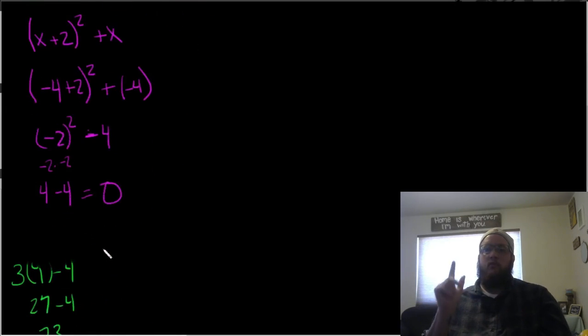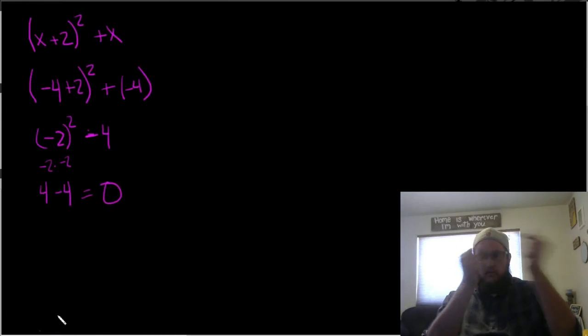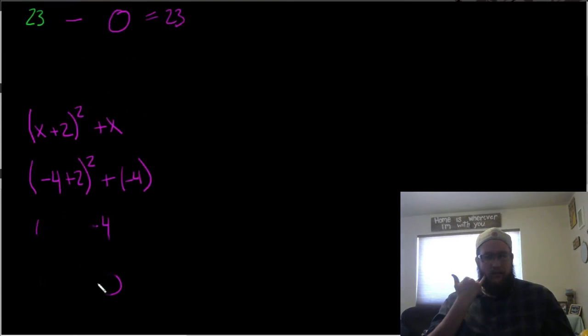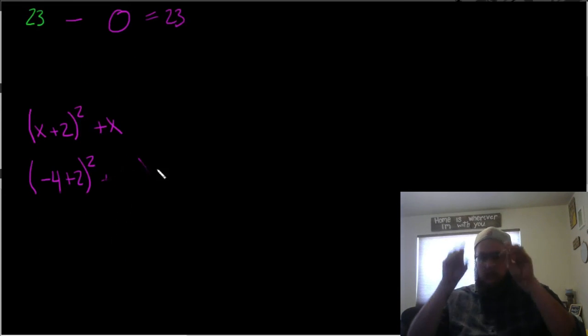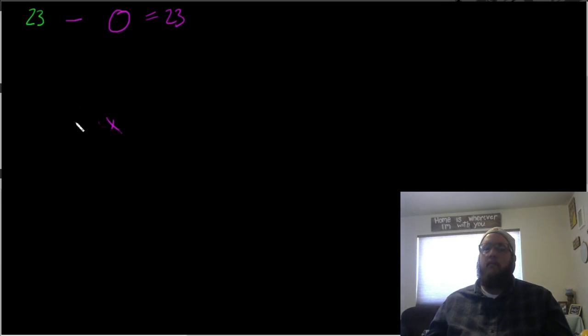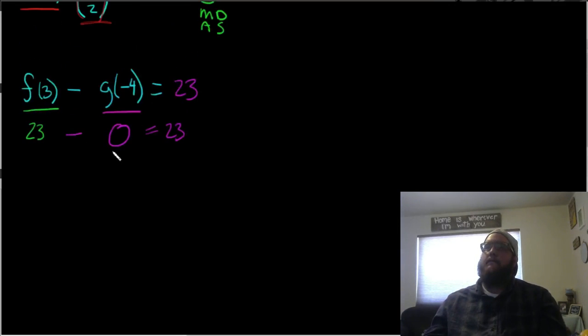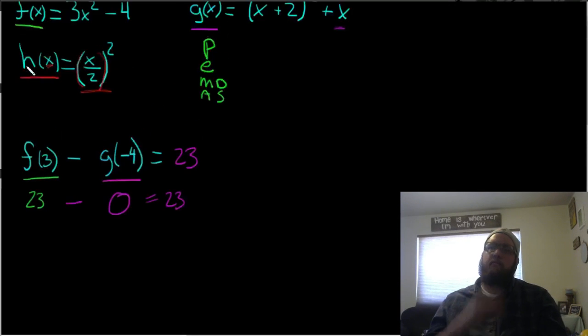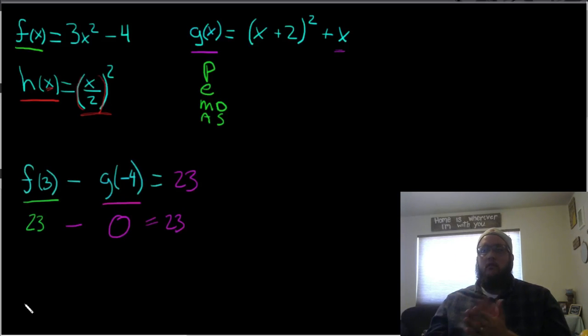If you don't want to go through and individually do these things, you can put them all together and just solve it in one go. And I'll show you what I mean by that. So what you can do is take f of 3, and remember that f of x is 3x squared minus 4. So writing f of 3 would look something like this.